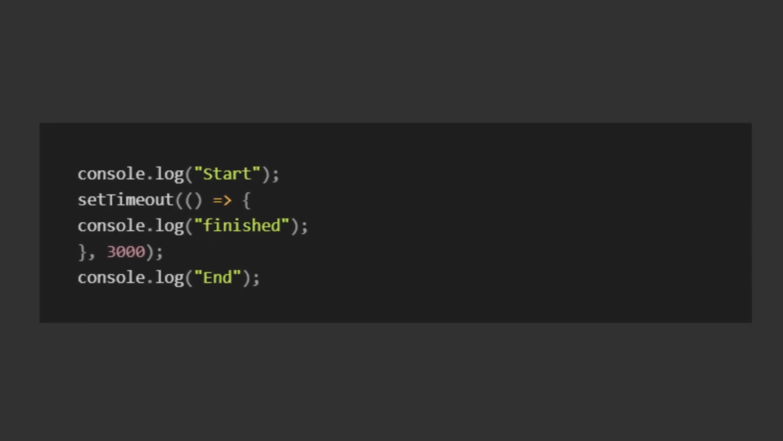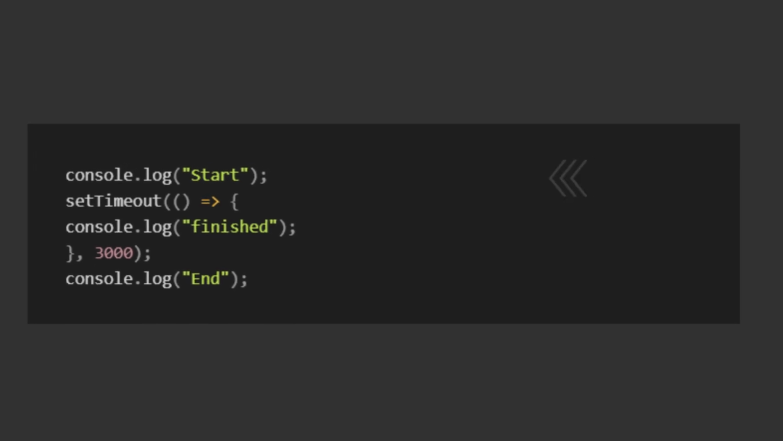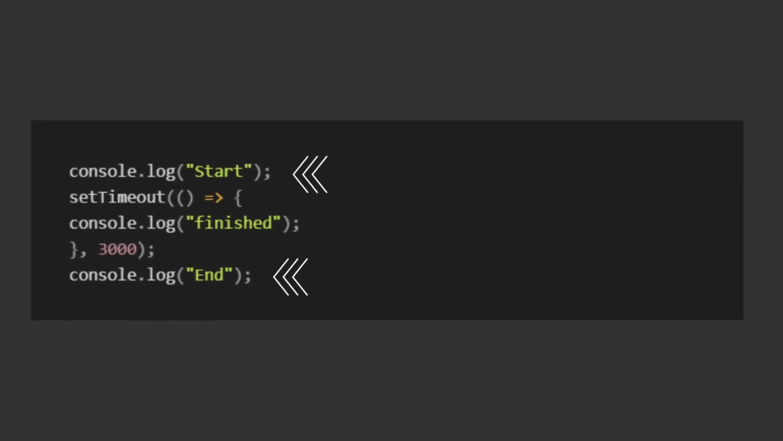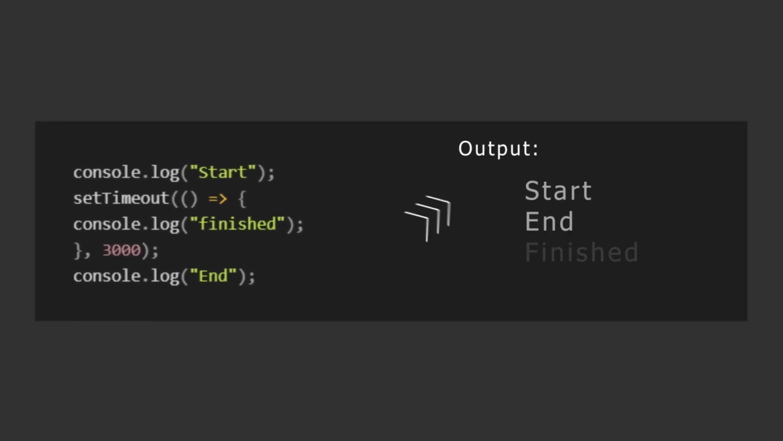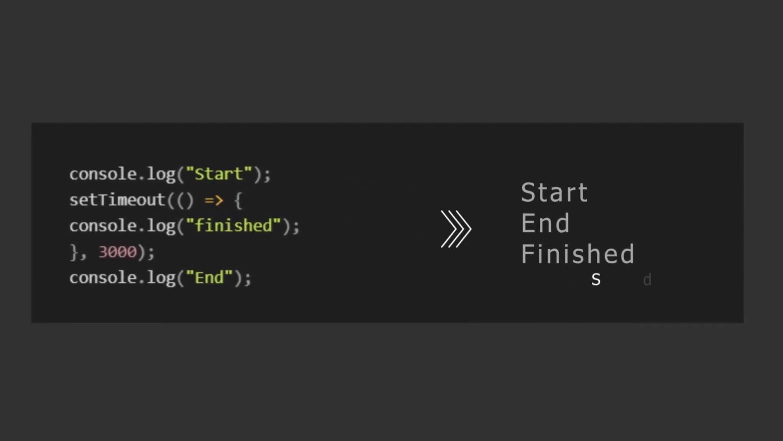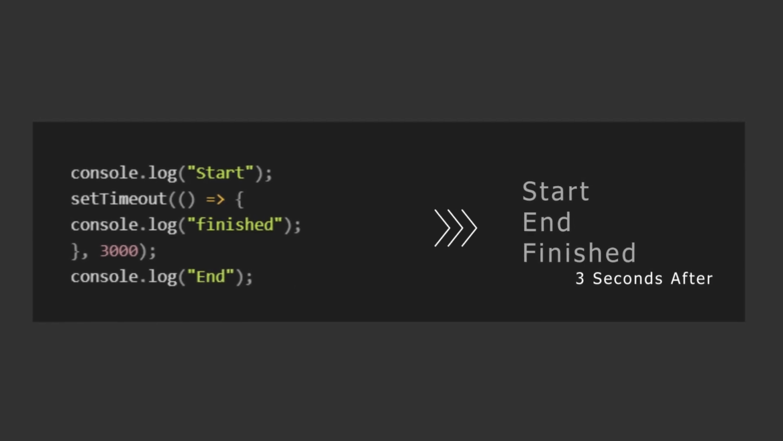As you can see, the setTimeout function does not block the execution of the other code. The console log statements before and after the setTimeout function are executed immediately. The output in the console shows that the finished message is logged after a delay of 3 seconds.